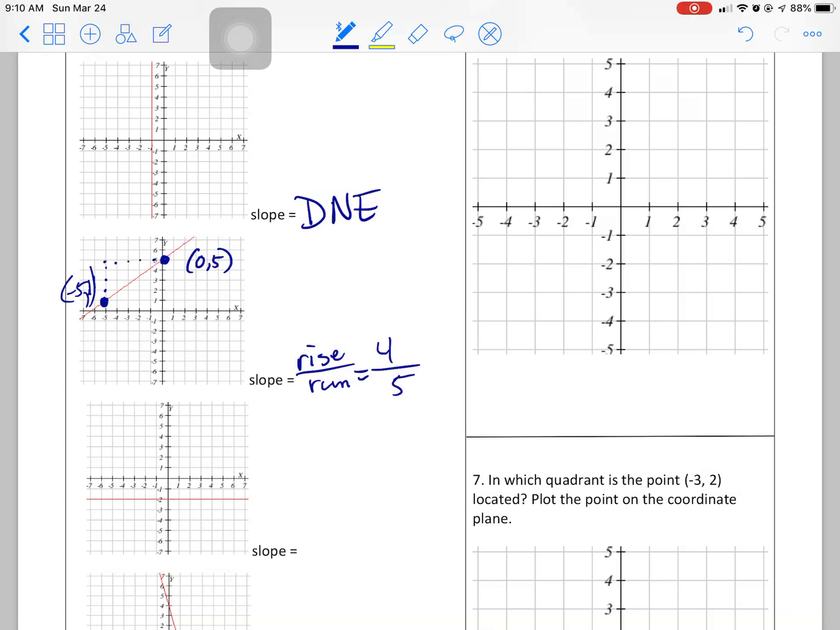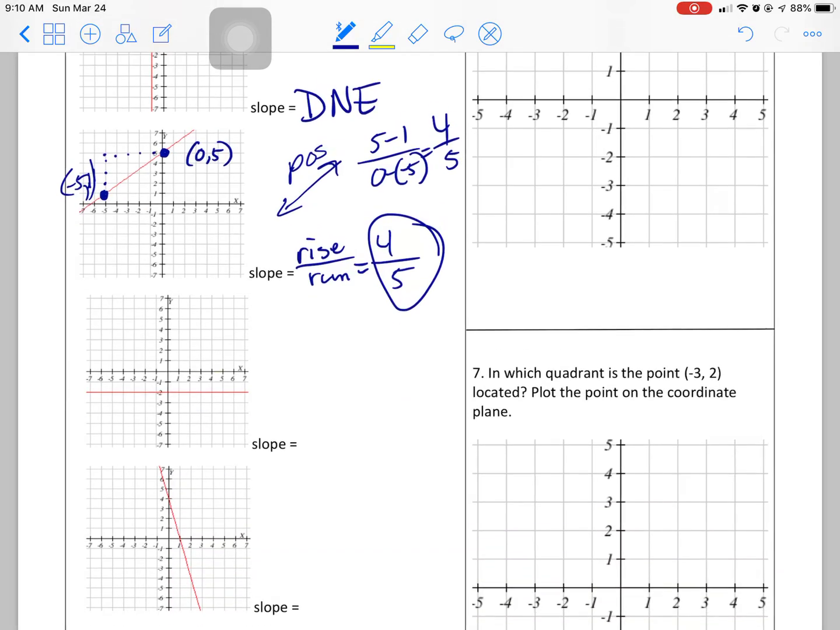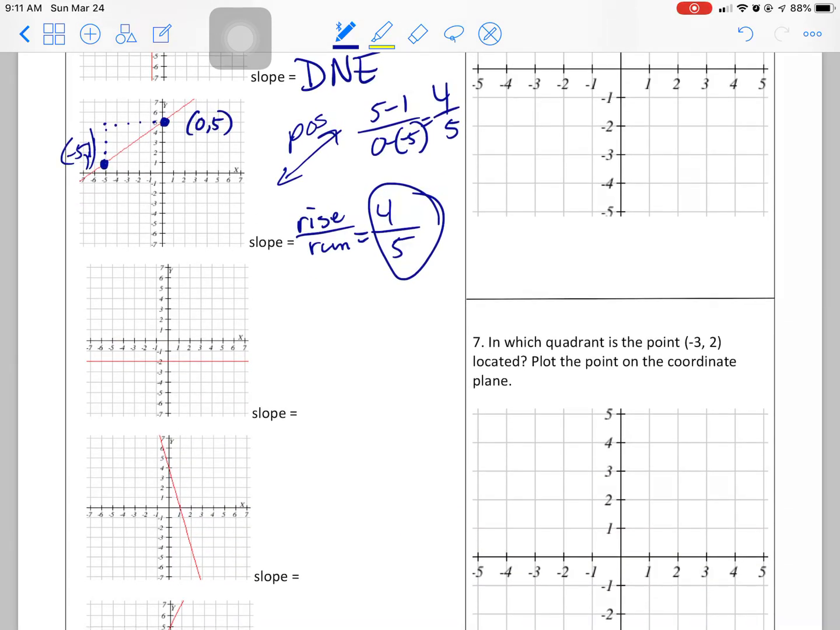This is a positive line. It goes up the mountain, right? Positive. So 4 over 5. I can check this by doing the slope formula. 5 minus 1 over 0 minus negative 5. That would give me 4 over 5. So either way, that's the slope for that one. All right, this one goes straight across. So its slope is 0, and you could just move on from there.